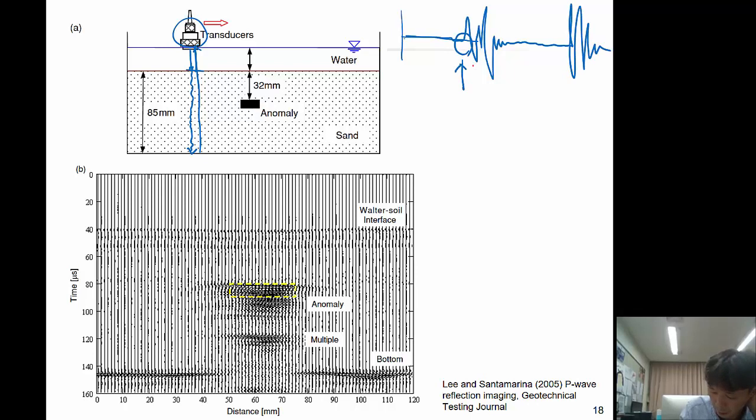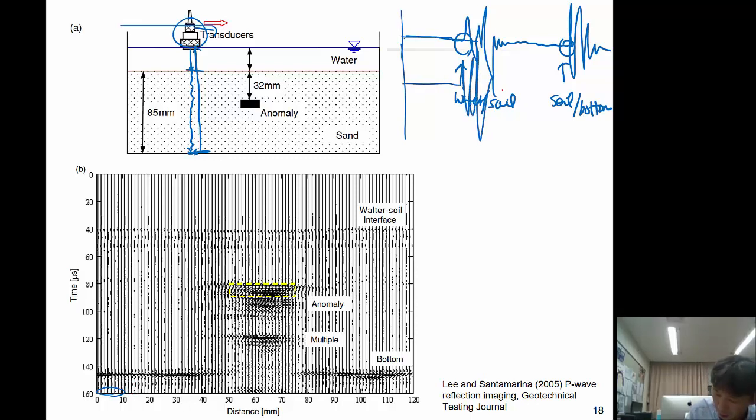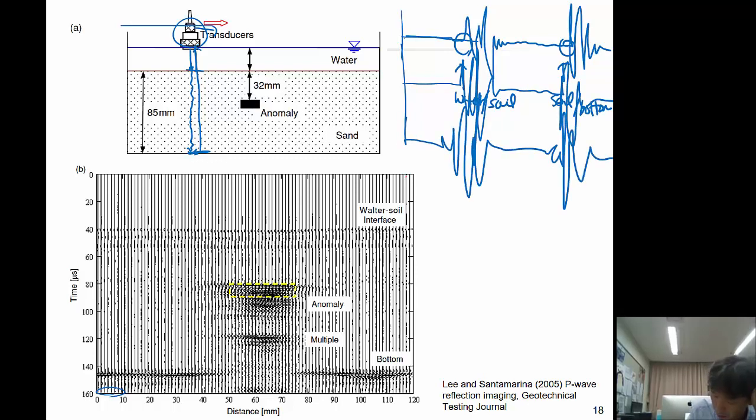So this reflection is from what? Water and soil interface, and this reflection is from the soil and bottom interface here, right? So as you can see, you can get this kind of signal as you move horizontally, maybe 1 millimeter by 1 millimeter, or maybe every 2 millimeters. Then you get this signal, and another signal, and another. You get this reflection and another reflection.